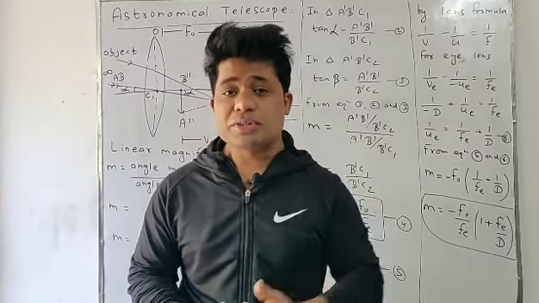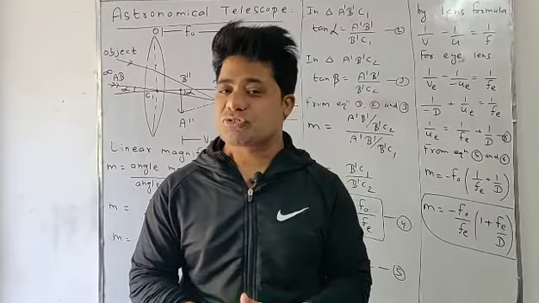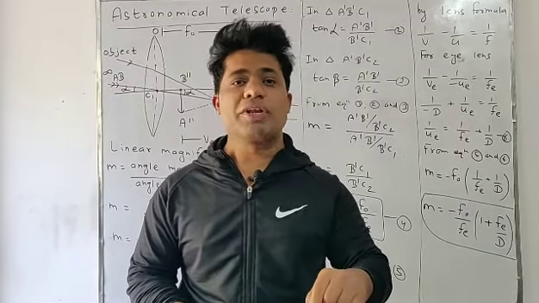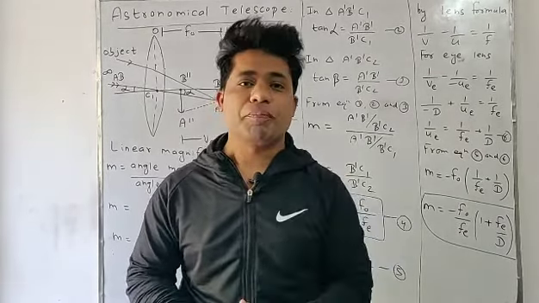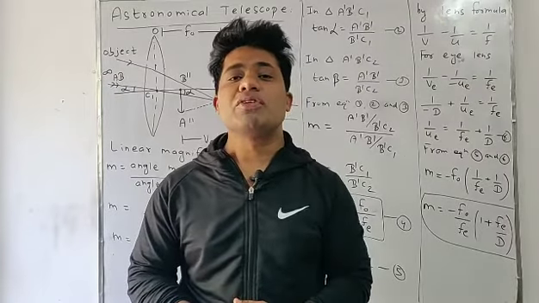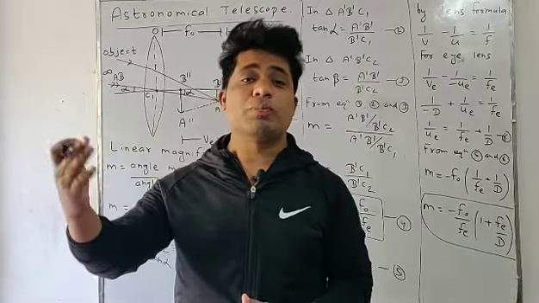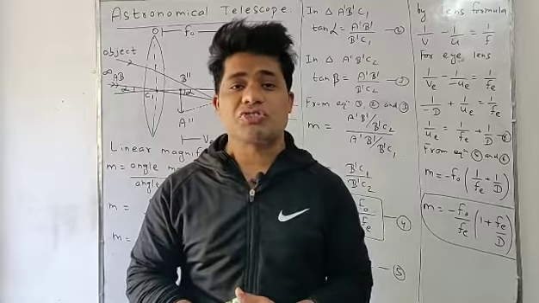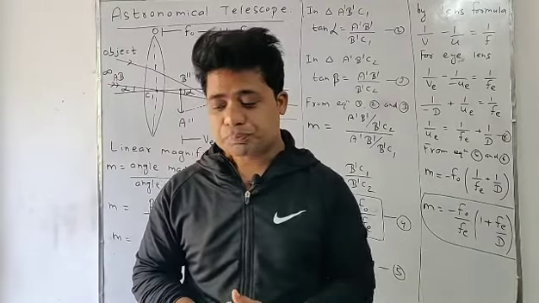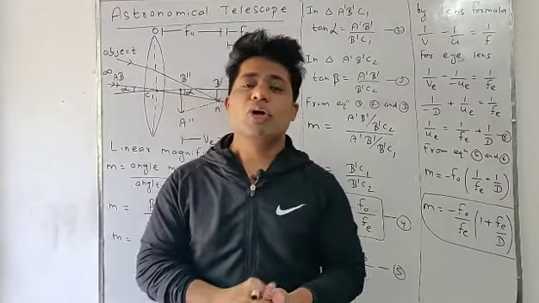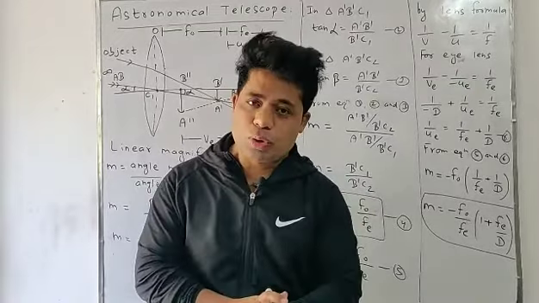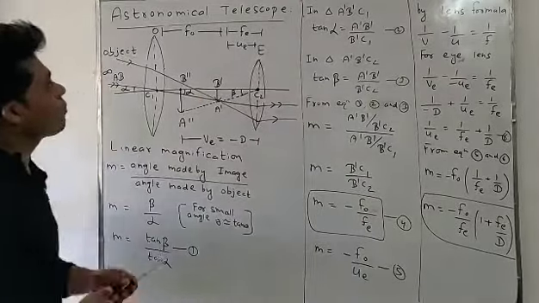To see the mountains, such a type of telescope is called terrestrial, that is used with respect to Earth to see a distant object. On the other hand, when we see a distant heavenly object, planet, star, that is called an astronomical telescope. So now students, today we will discuss the astronomical telescope. So let's start with the diagram.